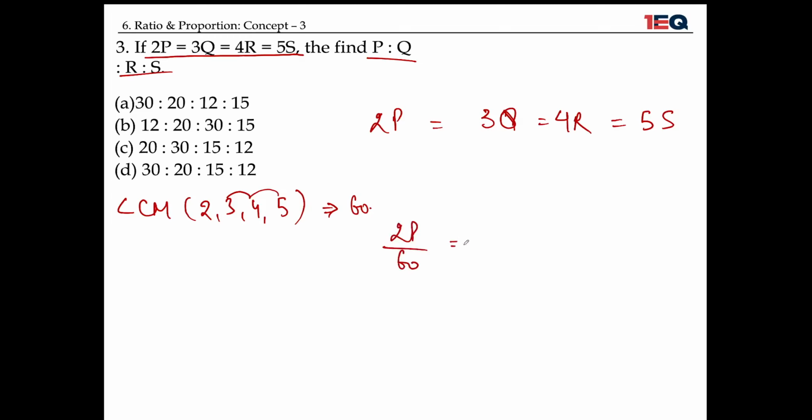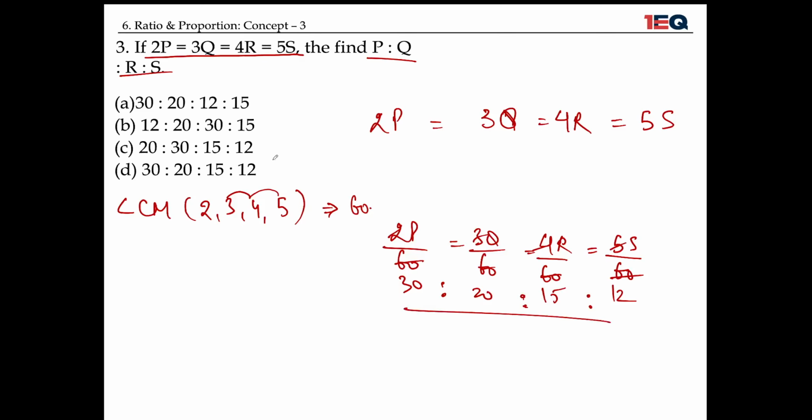2p upon 60 is equal to 3q upon 60 is equal to 4r upon 60 is equal to 5s upon 60. Okay, so cancelled out as 30, cancelled out as 20, cancelled out as 15, and cancelled out as 12. So 30, 20, 15, and 12 is the ratio. So this is my answer: 30, 20, 15, 12.